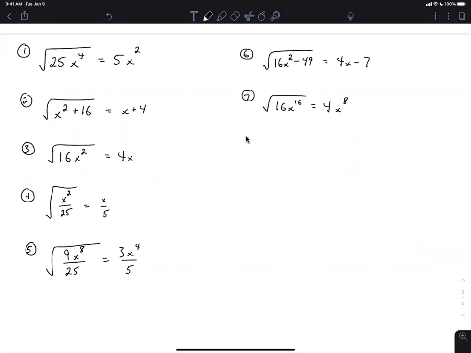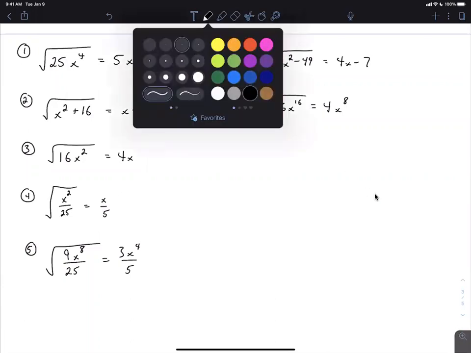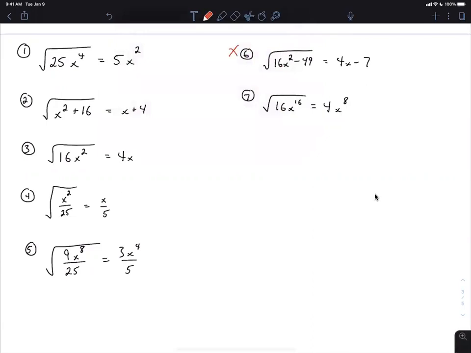Is 6 wrong? 6 is wrong. Is 2 wrong? 2 is also wrong. Okay, why are 6 and 2 both wrong?